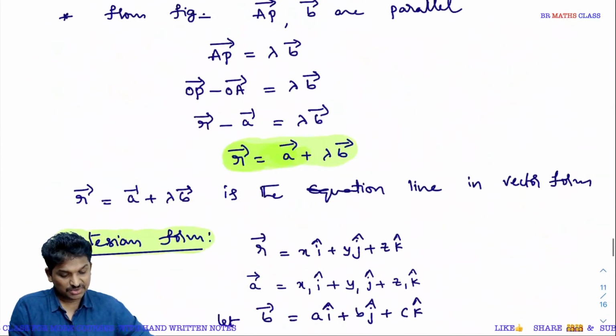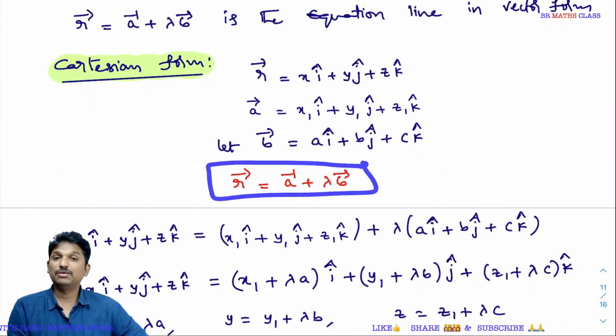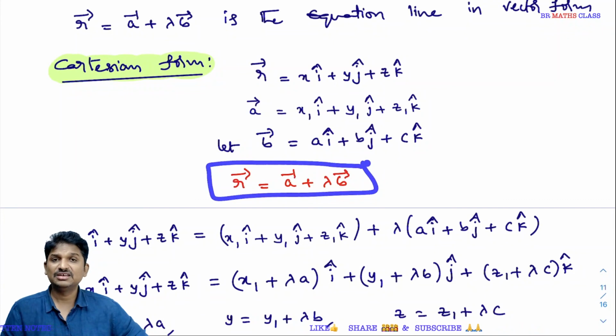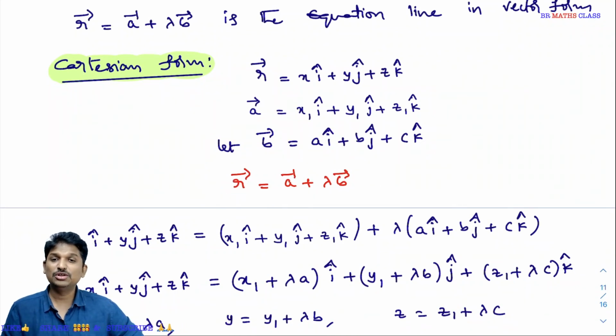What you need to memorize from today's class is how to use these formulas. You need to know what r bar equal to a bar plus lambda b bar means. You need to say what this is. It is the equation of a line in vector form. Which line equation? The line passing through point A whose position vector is a bar and parallel to the vector b bar. You must be in a position to answer that. Then only you can do the problems.